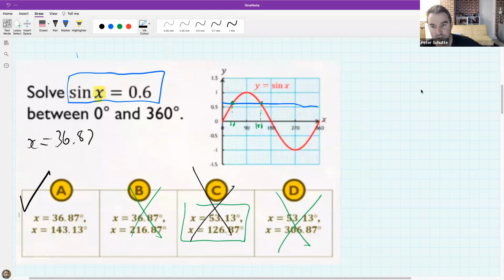How would I get the 143.13? Chapang? The way I actually get it is I go 180 minus the original angle. But because it's a multiple choice question, I basically knew once X was 36.87, and I could see on the graph the other answer was before 180, I knew it had to be this one.